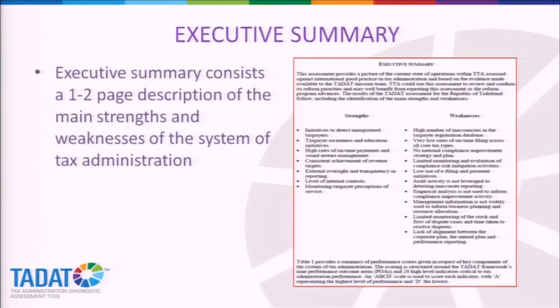It is usually a 1 to 2 page description of the main strengths and weaknesses of the system of tax administration. The strengths are mentioned on the left-hand side of the page, and the weaknesses on the right-hand side. And then there is a little bit of description of the key strengths and weaknesses and why they are there. Just about a page and a half, maximum 2 pages.